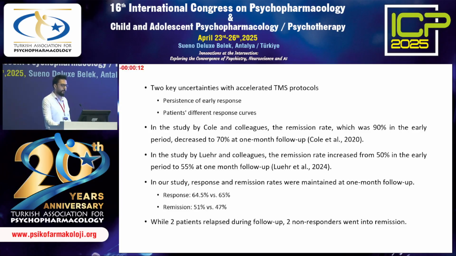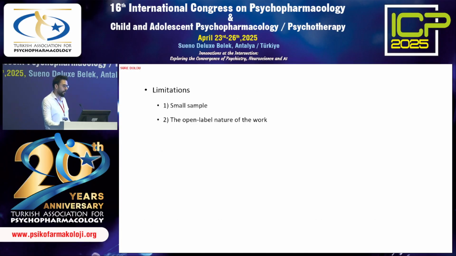So there are 2 key uncertainties with accelerated TMS protocols. This is persistence of early response, and second, patients with different response curves. So these are important problems. In the study by prior colleagues, the remission rate, which was 90% in the early period, decreased to 70% at 1 month follow-up. But in our study, response and remission rates are stable.